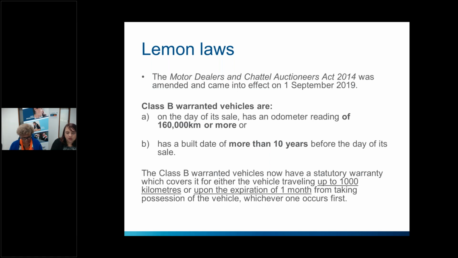So once you have that, you've then got to tell the dealer about it. Your obligation as the buyer, under the statutory warranty, is to advise the dealer of the defect in writing before you end the warranty period. The periods that we talked about before: either 1 month or 1,000 kilometres, or 3 months and 5,000 kilometres. If the dealer accepts the defect, they must repair it within 14 days.